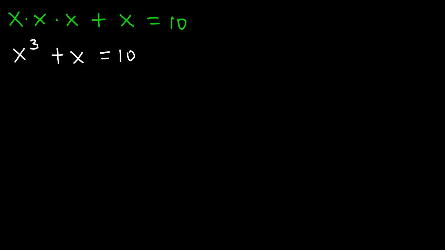And at this point, we can take 10 to the left-hand side. So we shall have x to the power of 3 plus x minus 10, and this will be equal to 0.